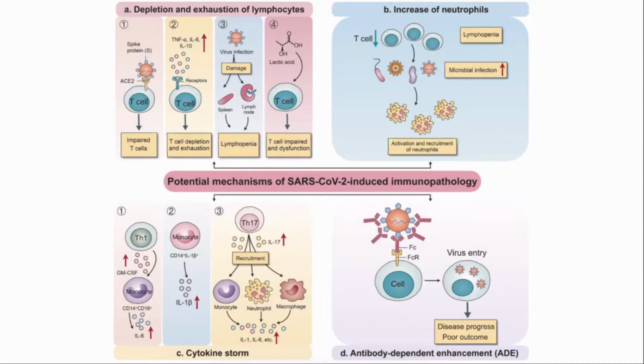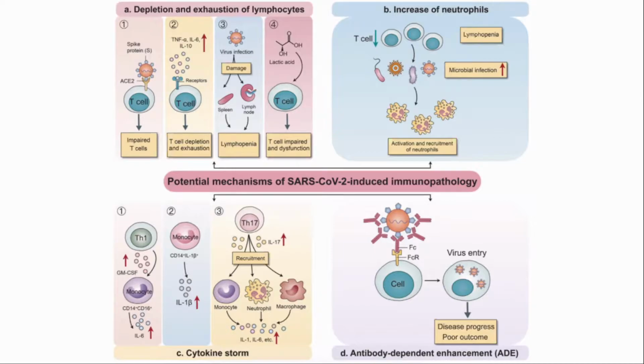Second is an increase in CD14 positive interleukin 1 beta monocyte subpopulation, which promotes the increase of interleukin 1 beta production. And the third is the T helper 17 cell producing interleukin 17 to further recruit monocytes, macrophages, and neutrophils, and stimulate other cytokine cascades, such as interleukin 1 beta and interleukin 6, among others.